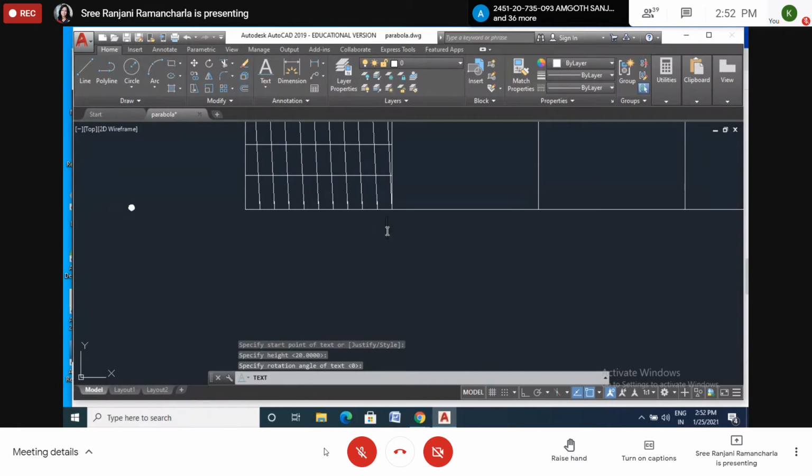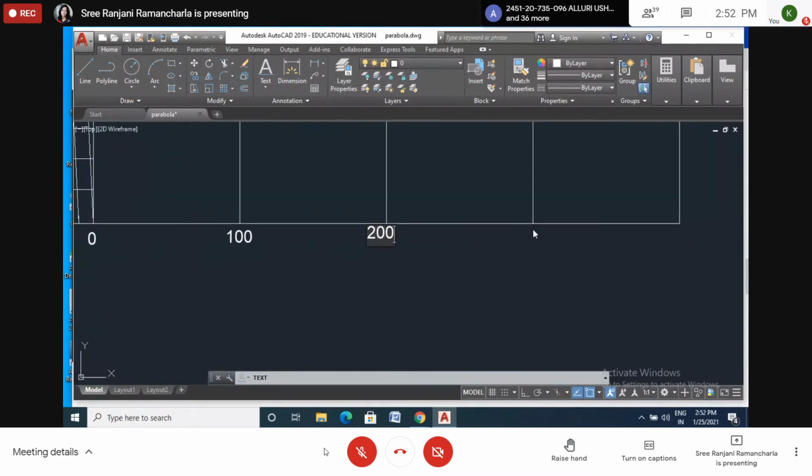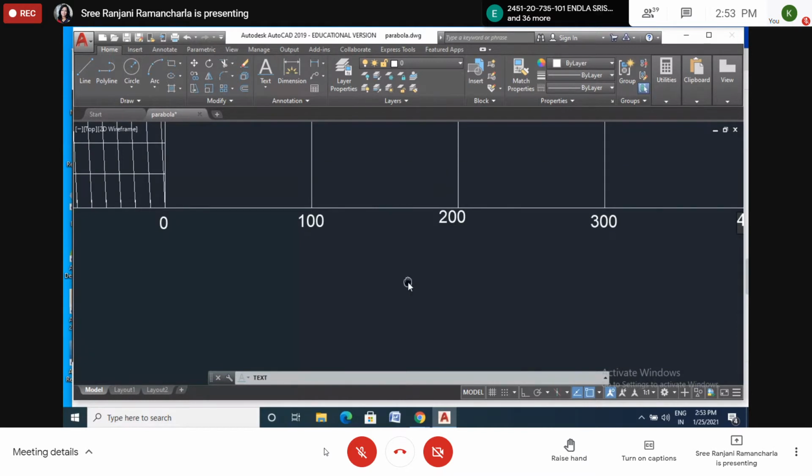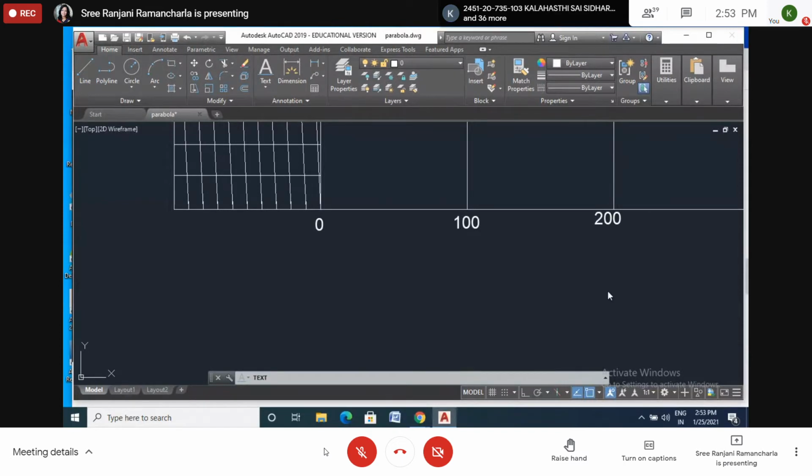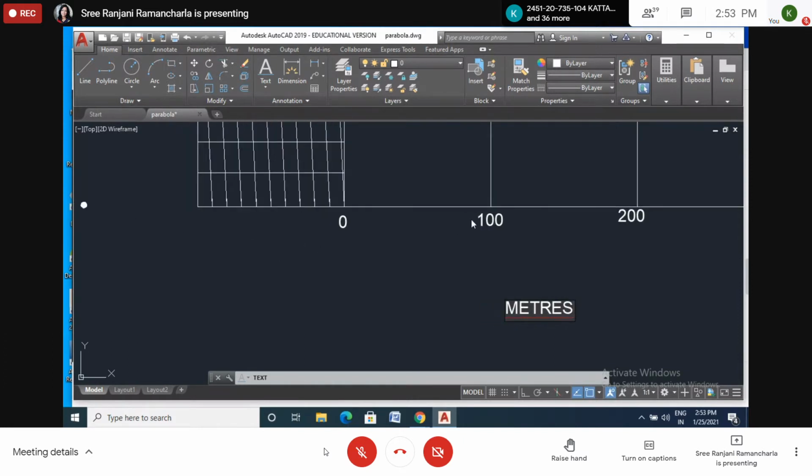So here I will write 0. This is 100. This is 200. This is 300 and this is 400. So always please remember, the maximum length is larger than one unit. You won't get the same. And what is this? 100, 200, what are these? Meters. Now here I will also write 100.